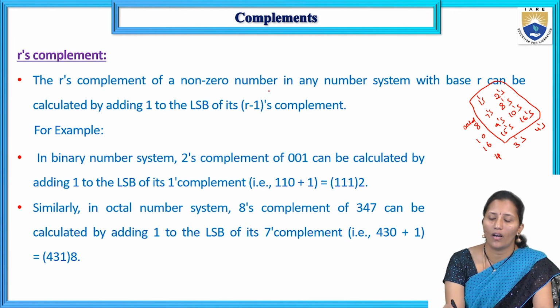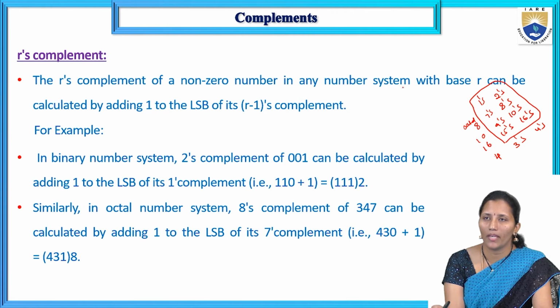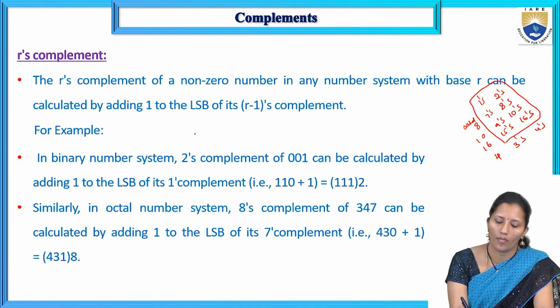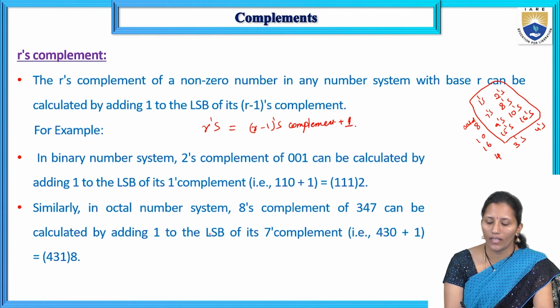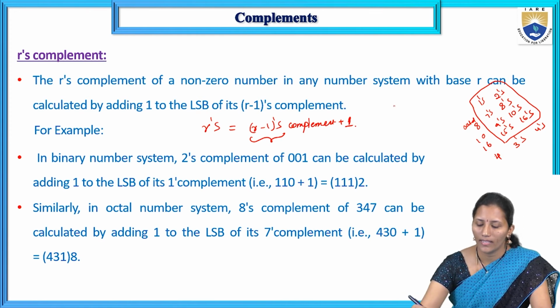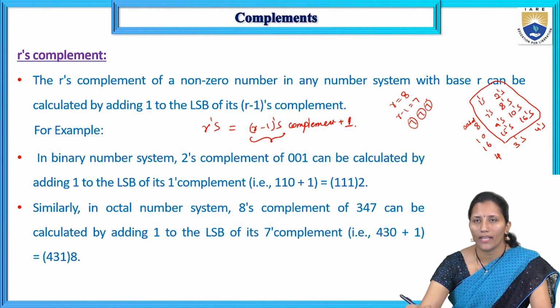The r's complement of a non-zero number in any number system with base r can be calculated by adding 1 to the LSB of its r minus 1's complement. That is nothing but r's complement is equal to r minus 1's complement plus 1. Okay. So how to perform this r minus 1's complement? For example, in octal system, the base r is equal to 8, so r minus 1 is equal to 7. So each digit in the octal system we should subtract from r minus 1.